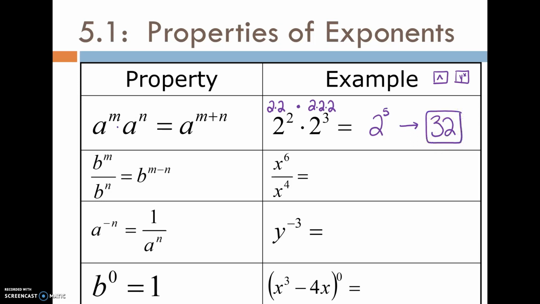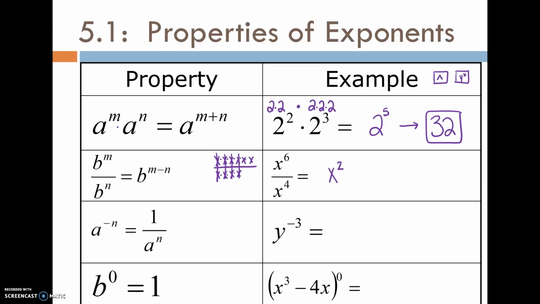So if we're multiplying, we add the exponents. If we're dividing, we would then subtract the exponents. X to the 6th divided by x to the 4th. 6 minus 4 is 2, x squared. This is really because x to the 6th means 1, 2, 3, 4, 5, 6 x's. X to the 4th, 1, 2, 3, 4. The 4 x's on the bottom cancel out 4 of the 6 x's on the top, leaving us with 2 x's left on the top.